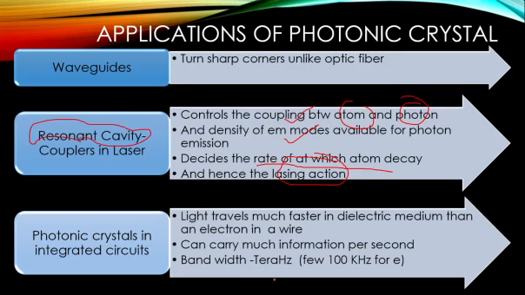Then you'll get a frequency range of terahertz, that is 10^12 hertz, while the current system using electrons has 100 kilohertz. So a better processing speed can be obtained if you make use of photonic crystals in integrated circuits.